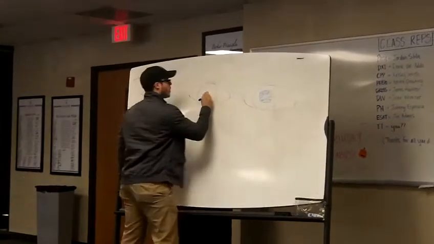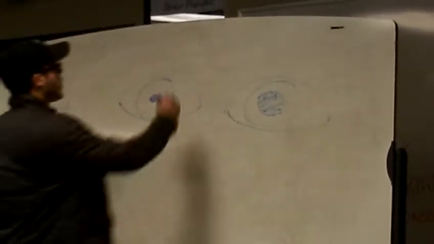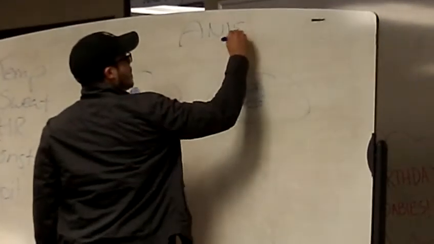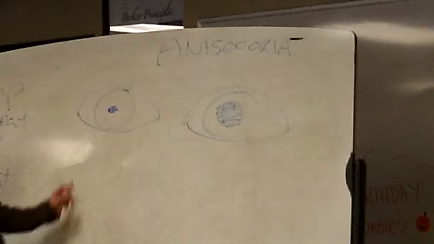This is normally a dead giveaway of autonomic dysfunction right here, because you can look at somebody's eyes and you can tell a lot about their autonomics, right? Does anybody know what this is called? Alright, anisocoria. So, coria, all that means is one pupil is a different size than the other pupil.